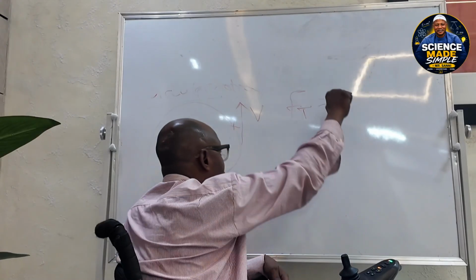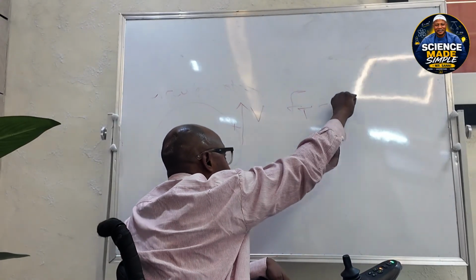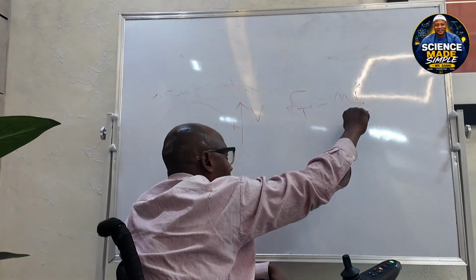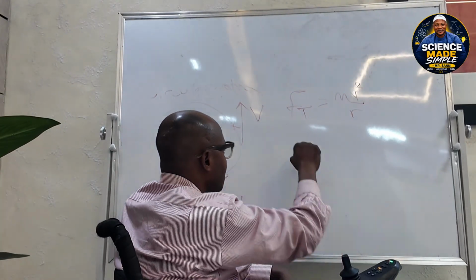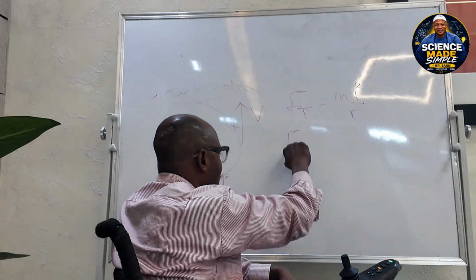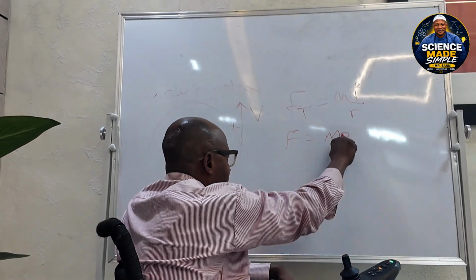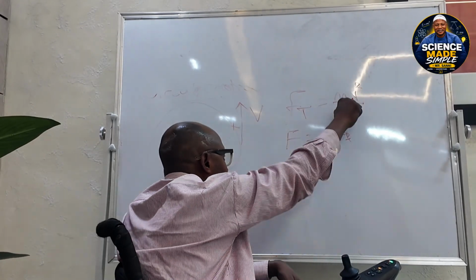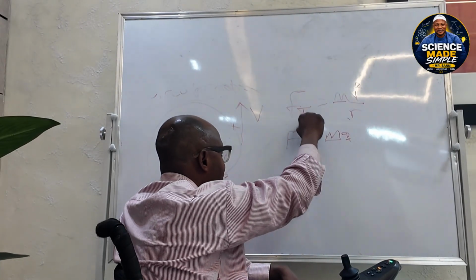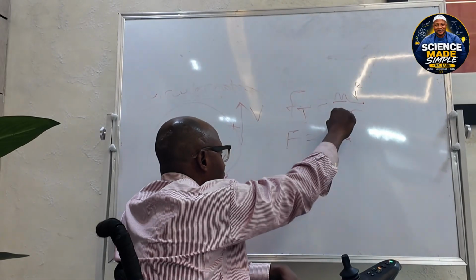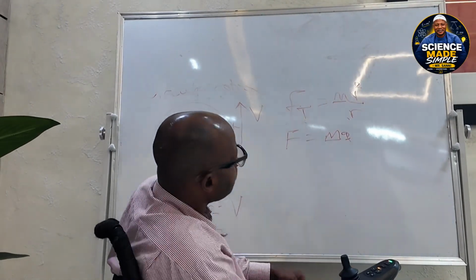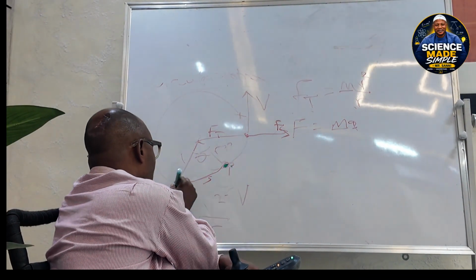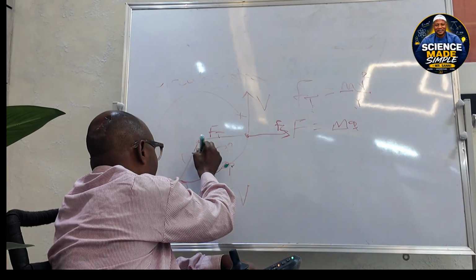So our centripetal force is going to be mv square over r. From our formula, we have F is equal to m times a. Since our a is v square over r, our centripetal force is mv square over r. The stone is assumed to move from point P to Q, subtending an angle of theta.